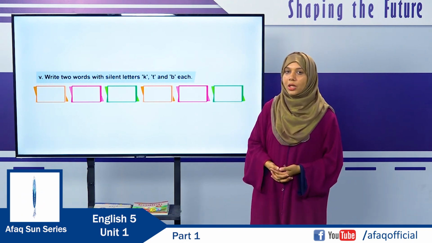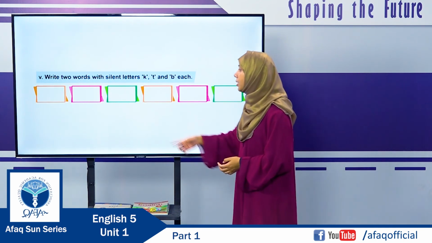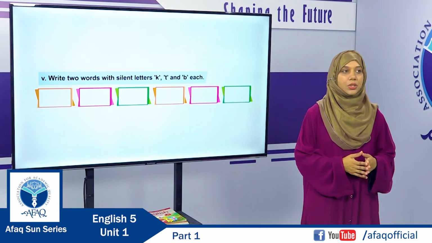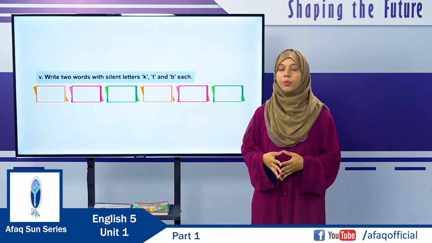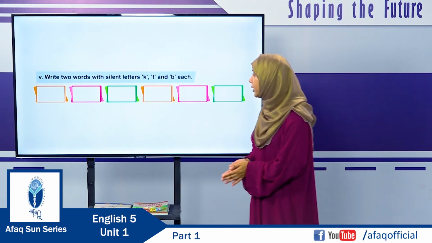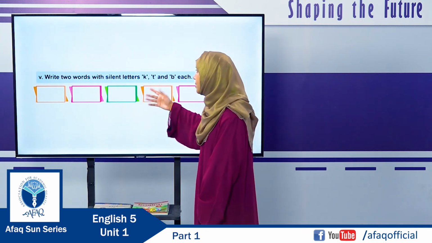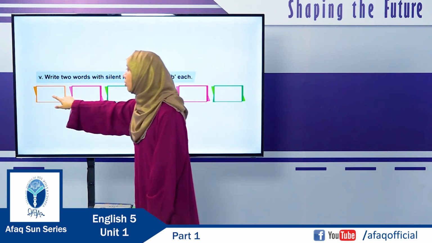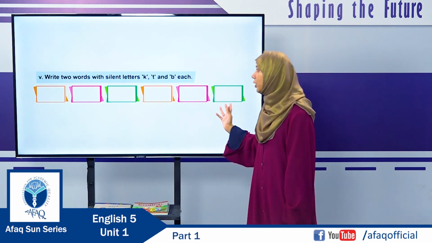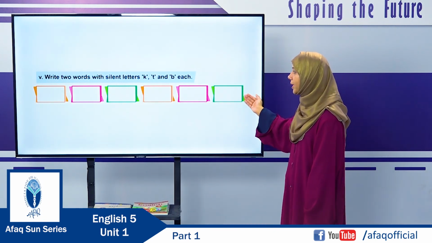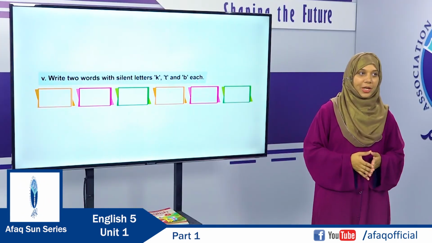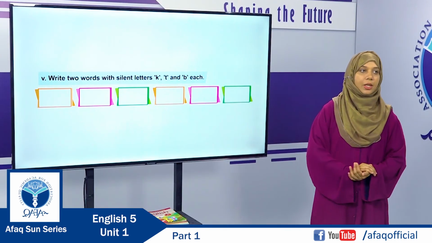Okay, can you think of a word in which the letter K comes but it is not pronounced? The word knowledge starts with the letter K but K is not pronounced in it. So, one word that has a silent letter K is knowledge. You can write knowledge over here. In the same way, you have to complete this activity by writing 6 words with these silent letters. Hurry up, complete this activity and then come back.